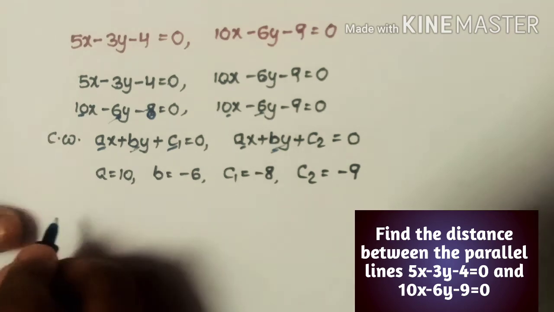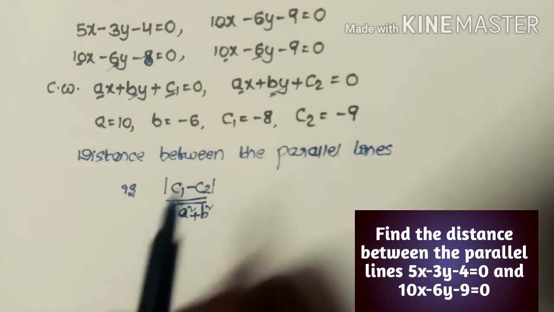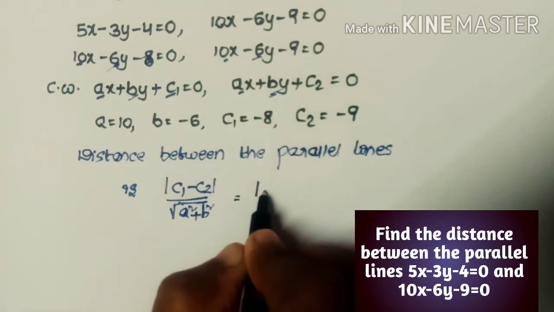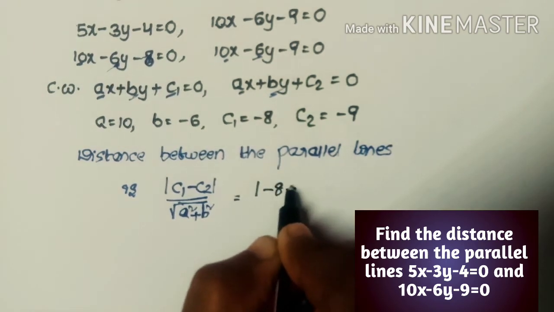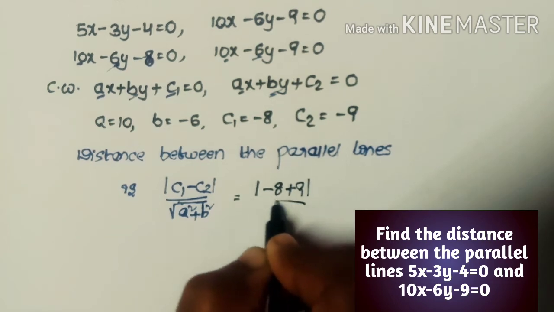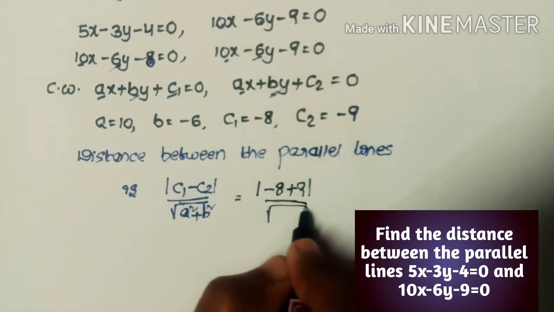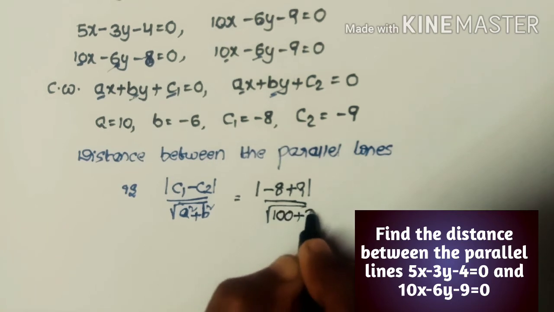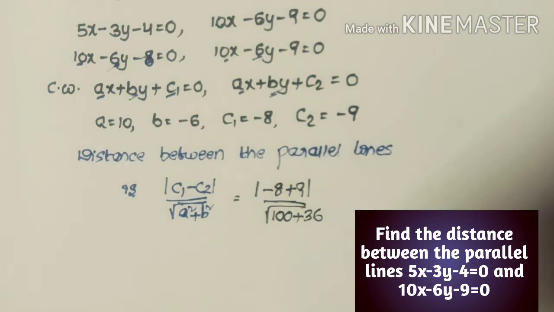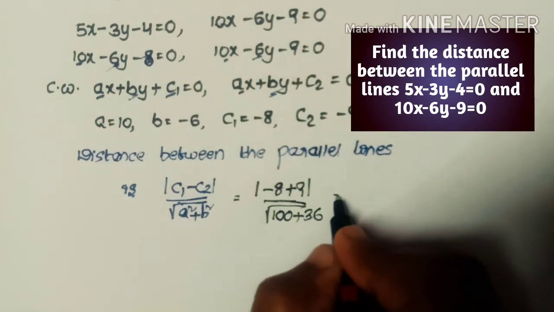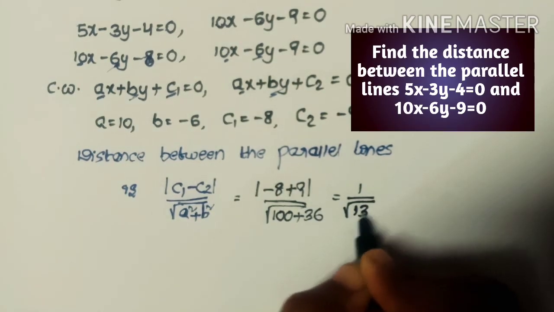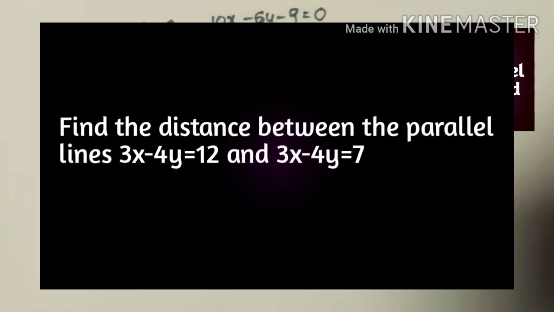Therefore, the distance between the parallel lines is mod c1 minus c2 by square root of a square plus b square, and this is mod of minus 8 minus of minus 9, by square root of a square plus b square, 10 square 100 plus minus 6 whole square 36. Now this is 9 minus 8, 1 by square root of 136. That's all. That's the answer.